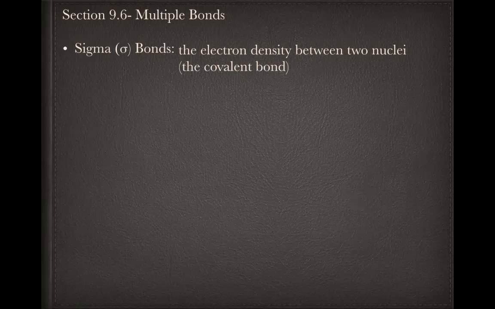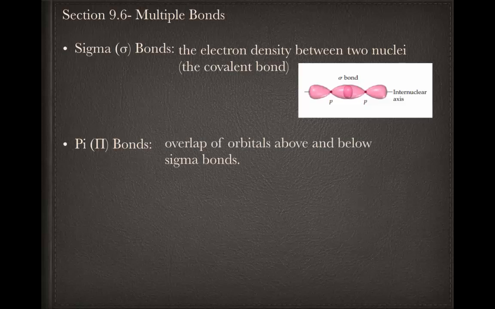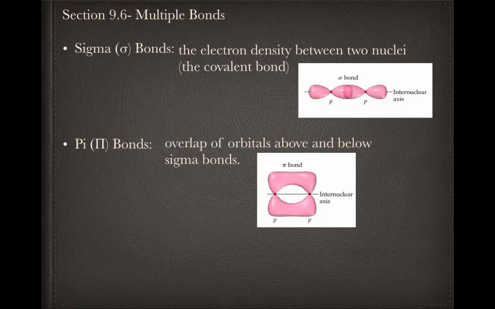However, if you have more than just a single covalent bond, which we've already experienced, oh, and by the way, this is your sigma bond right here, that overlapping. If you have a double or a triple covalent bond, then you're going to also have pi bonds involved. Now, pi bonds result from the overlap of orbitals above and below sigma bonds. They're a little harder to imagine, but here you go right here. Notice it's above and below.